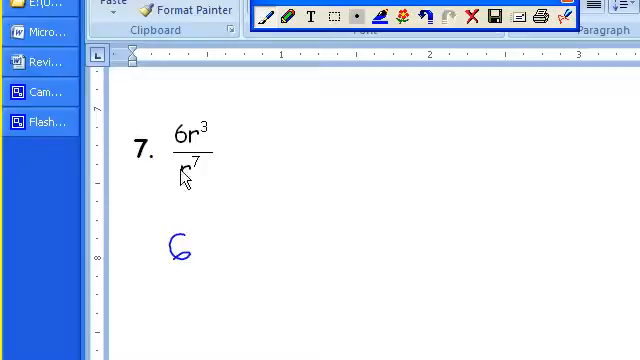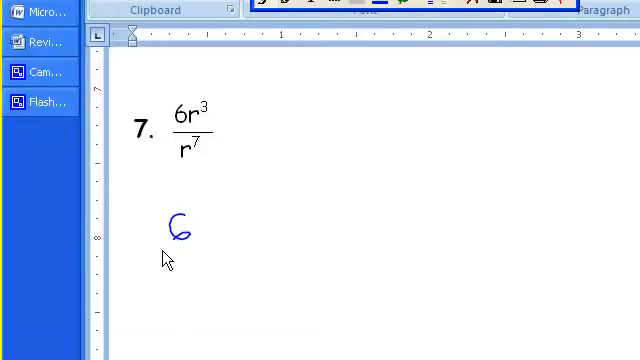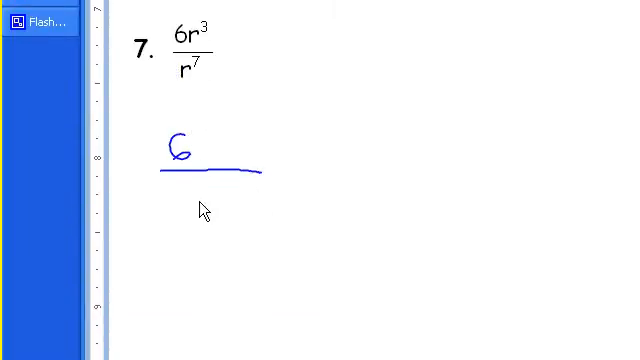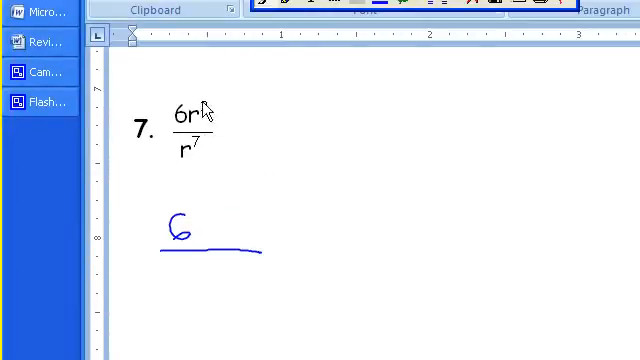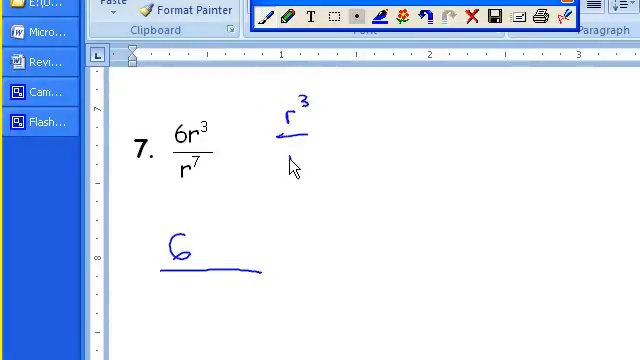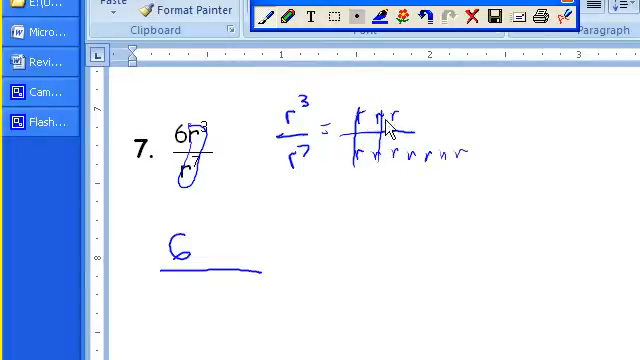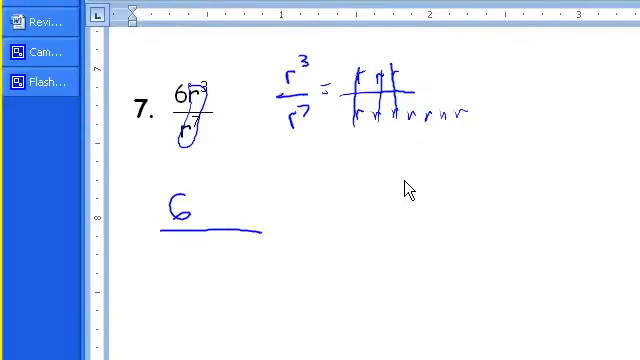So we'll rewrite that 6. I'll draw my line here. So 6 over 1. There's just like a little 1 under there if you want to think of it that way. But I'm not going to worry about that. Now we need to take care of these r's. Well, isn't r to the cubed over r to the 7th isn't that equal to 3 r's on top and 7 r's on the bottom? 2, 3, 4, 5, 6, 7. Yeah, it is. And those will all cancel with each other. And that leaves us with 4 r's on the bottom.